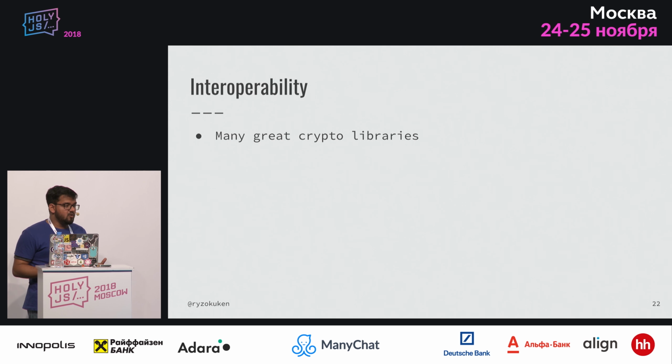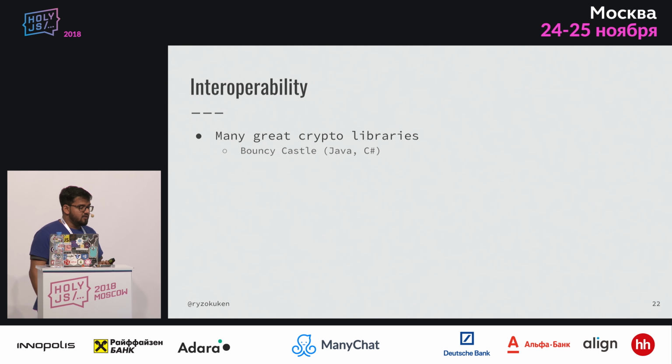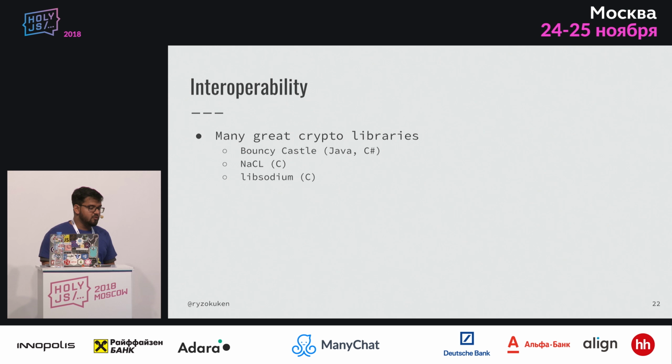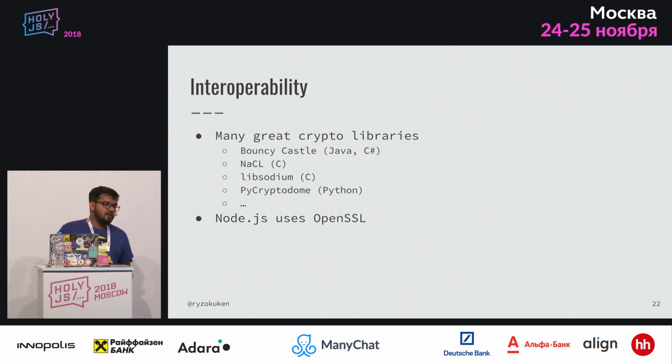So there's a great number of crypto libraries, and some of them are really good. You might want to use them. There's Bouncy Castle if you're into Java and C#. There's NaCl for C. There's Libsodium for C as well. And there's PyCryptodome for Python. And there's a lot more, but I could go on. Node.js uses OpenSSL. It uses none of these. OpenSSL is also very good. We'll discuss that in a bit.